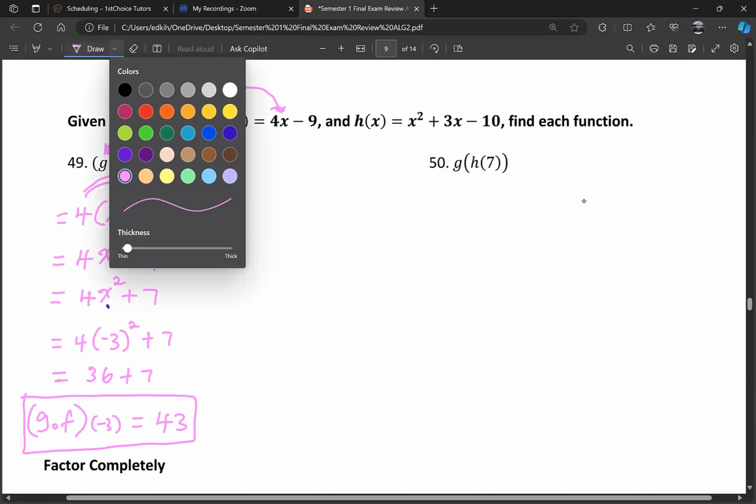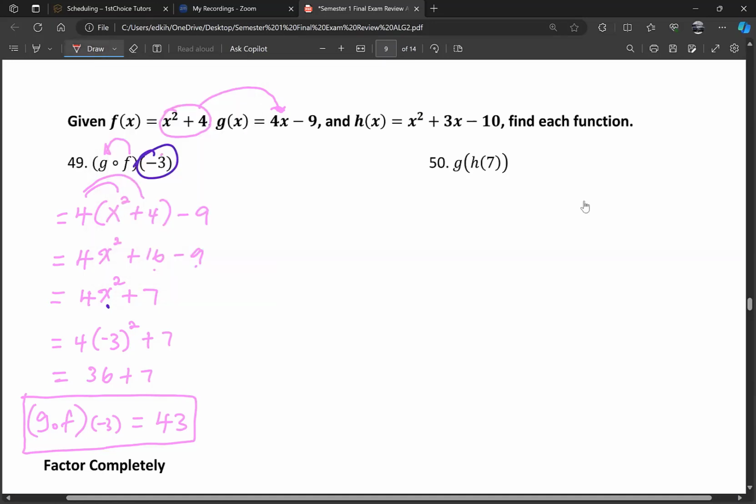Okay, so enter question 50. If you see these nested ones, again, multi-step problems, work from the inside out. What this is giving you instructions to do, you're going to take 7 and dump 7 into h. That's going to give us some number. We'll take that number and dump it into g. So 2 steps. Work with me on this.